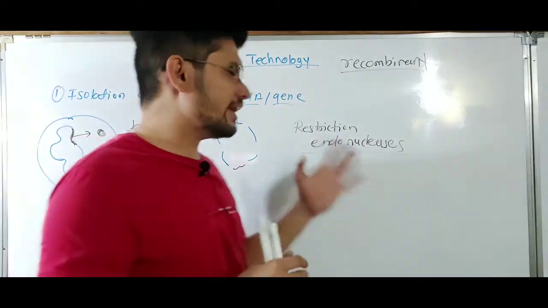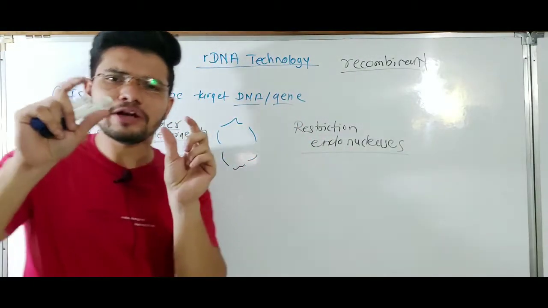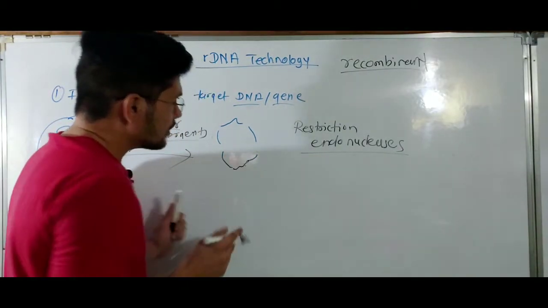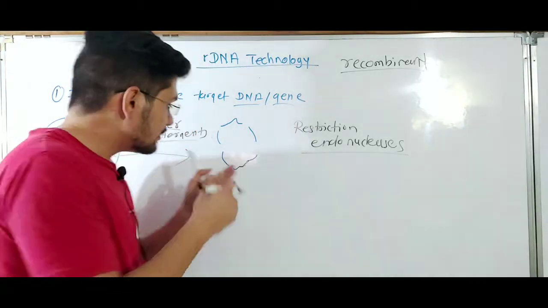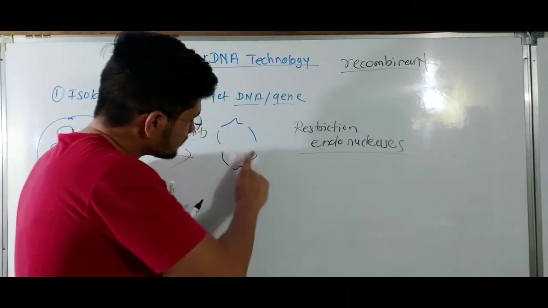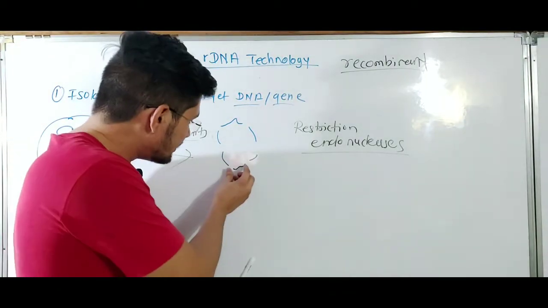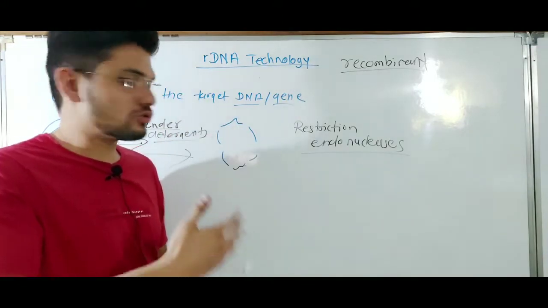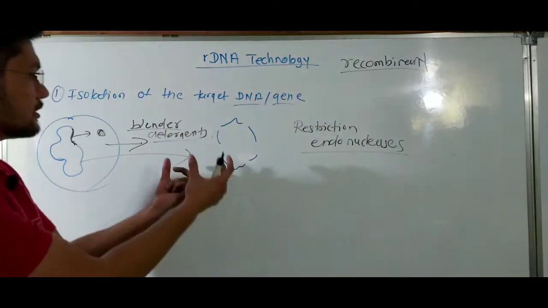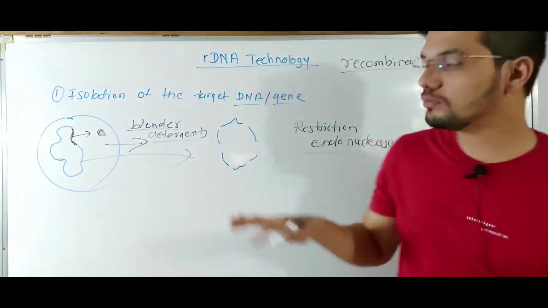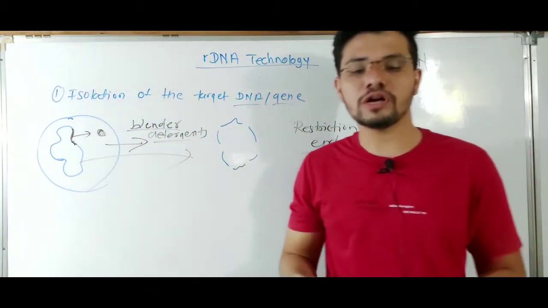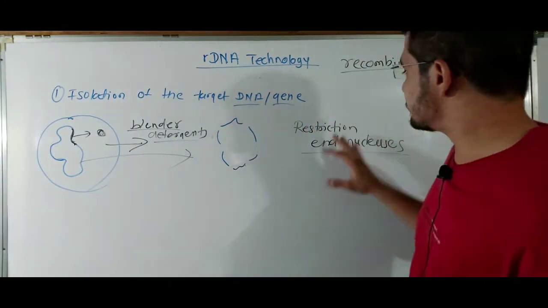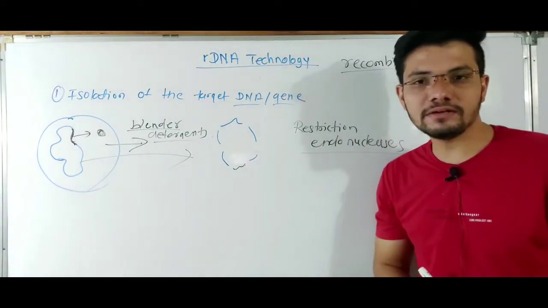So this restriction endonuclease enzyme binds at particular sites, like restriction sites or recognition sites, and it is going to cleave the DNA, making it into fragments and taking this target DNA out of the whole chromosome. So that is what we are going to do. This target DNA will be taken out of this whole chromosome, which is what we need. So after applying the restriction endonuclease, we are taking this DNA.